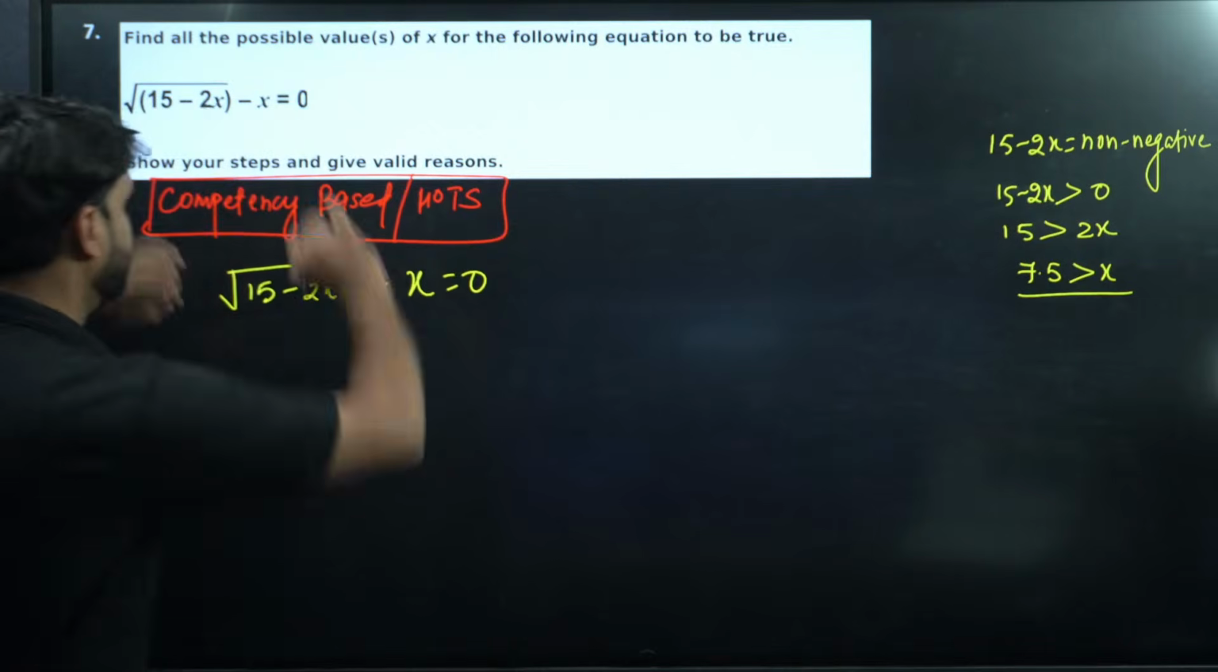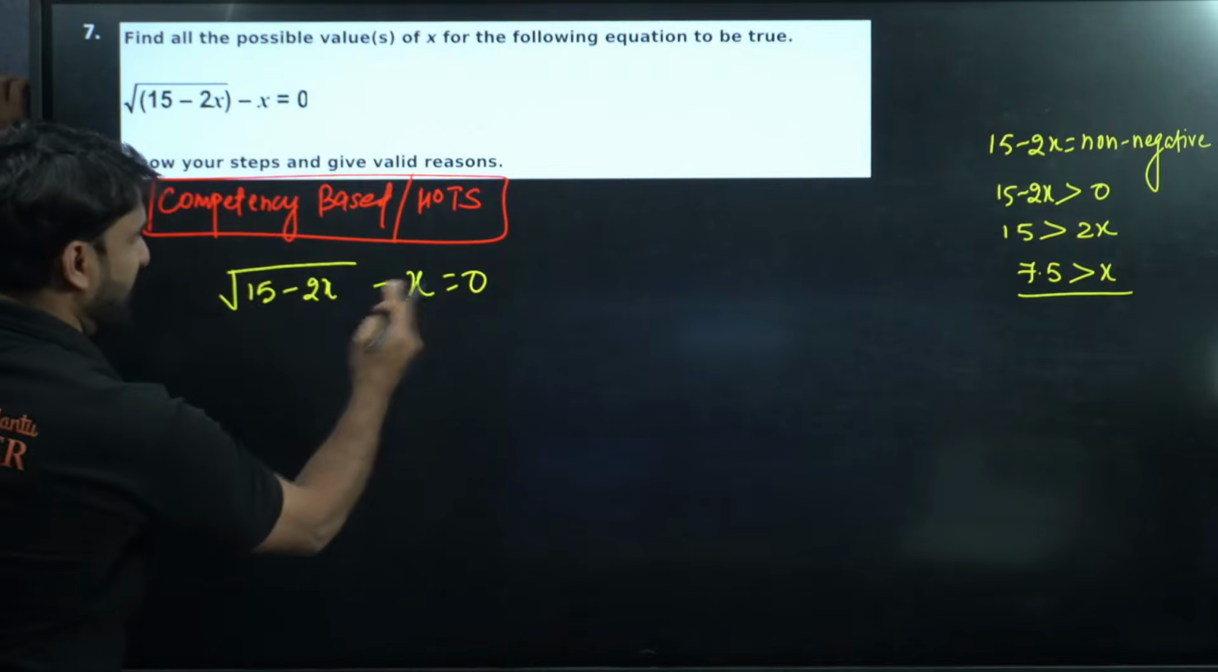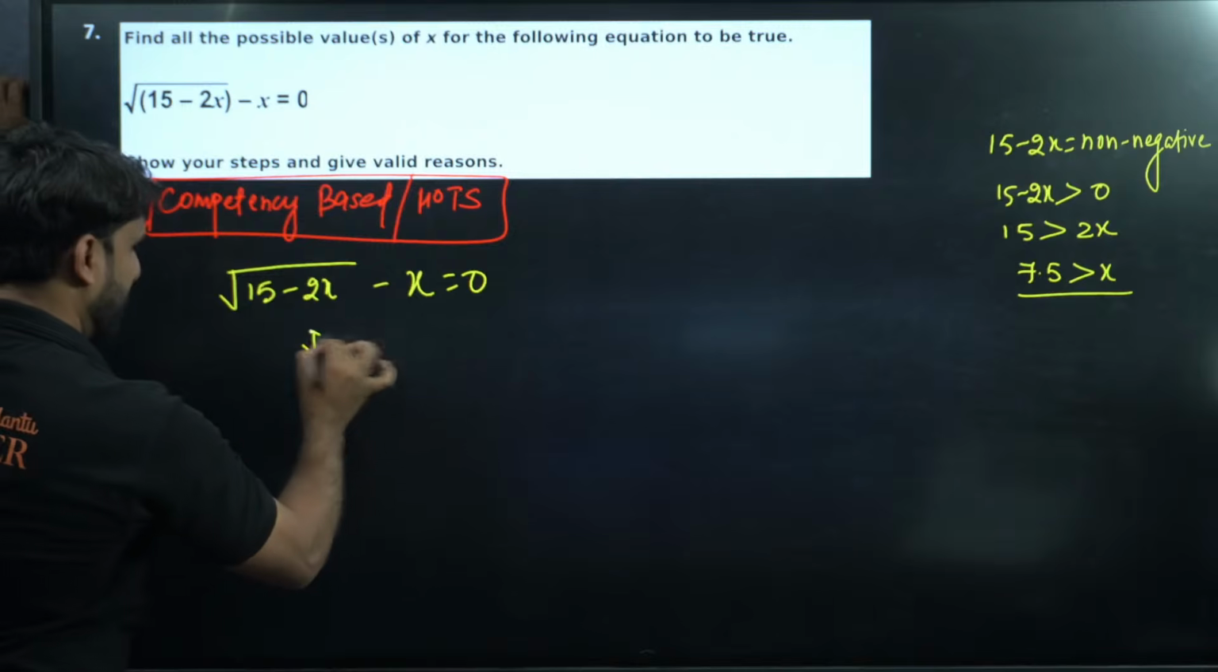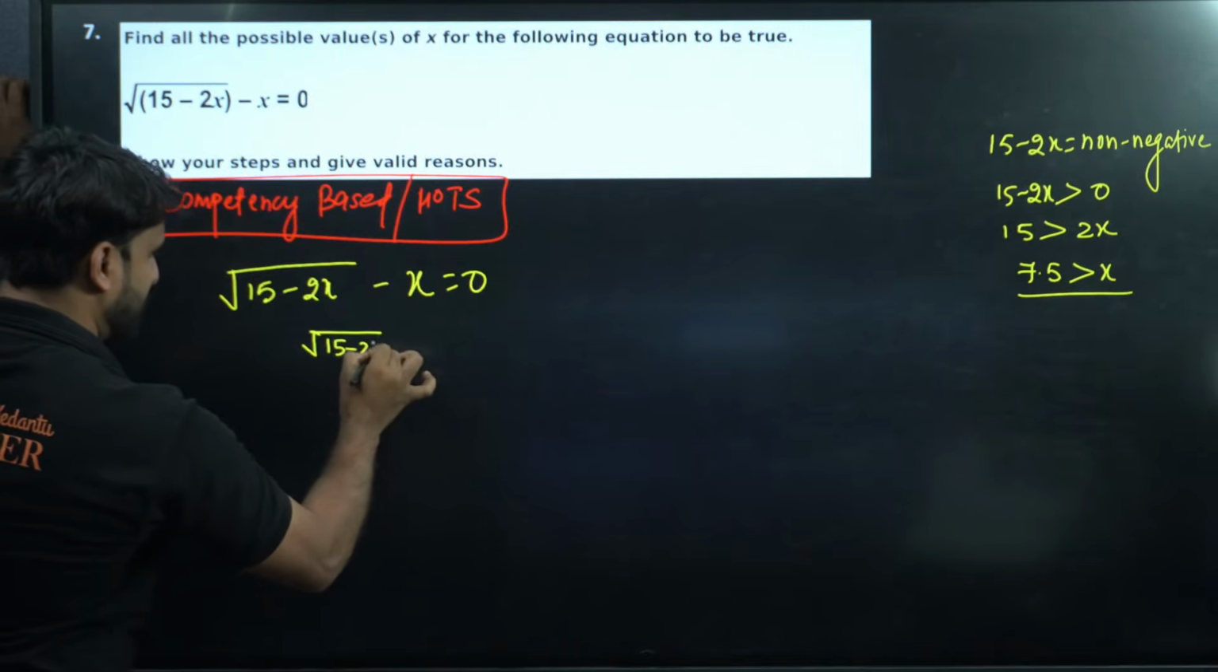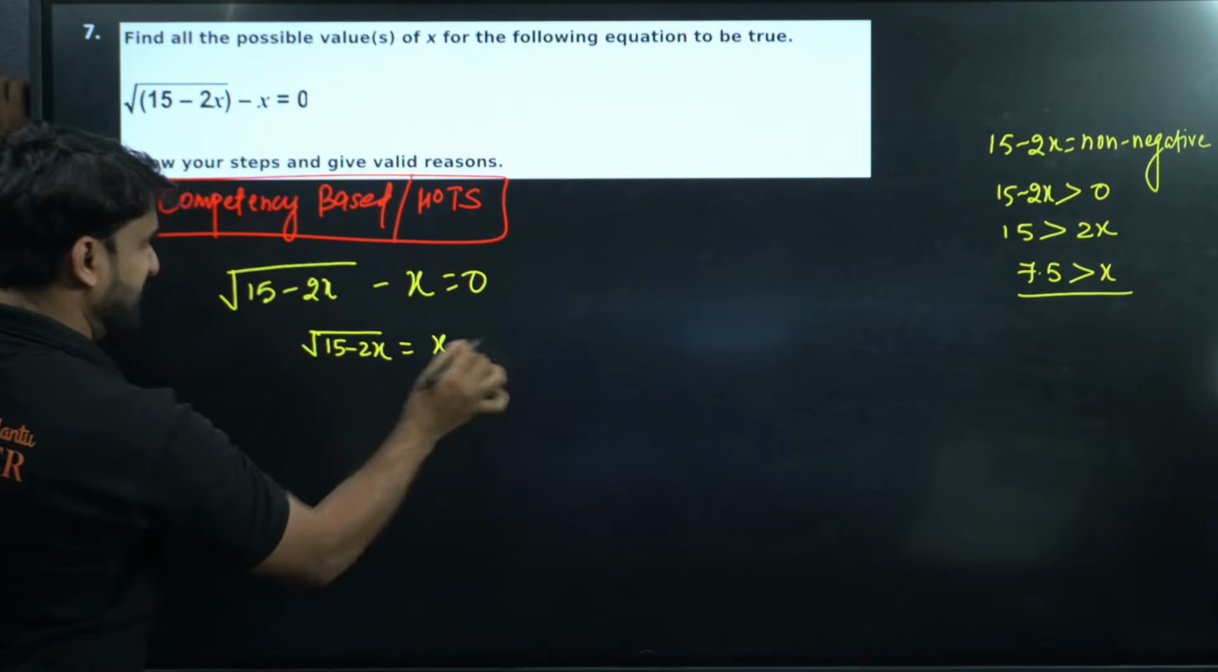Now solve this. We can take minus x to that side. So we can write 15 minus 2x is equal to x. Can we please square both sides?